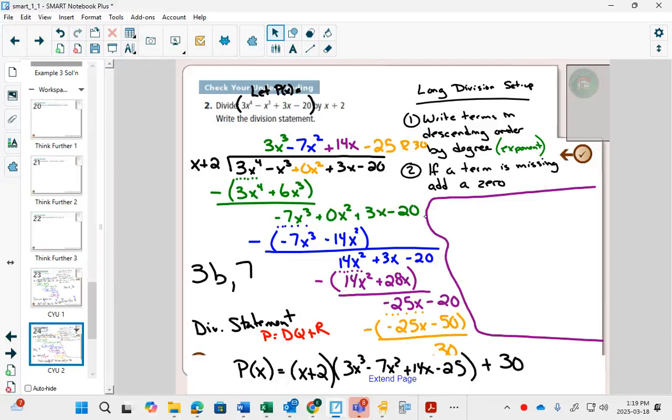Today we're going to learn a second technique for division that's called synthetic division. And we're going to use what we see here, and I want you to look and see if you can figure out how synthetic division works.